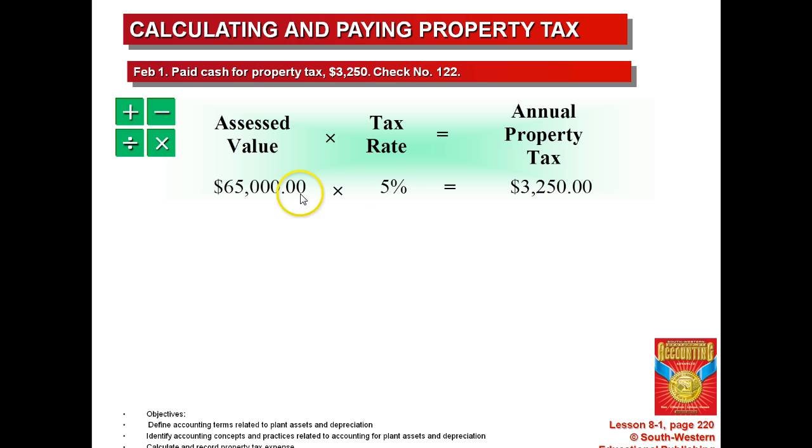Bam, bam. So 65,000 times 0.05 equals $3,250. This means that we're now going to have to pay the government, we being our business, $3,250 in property taxes for the year.